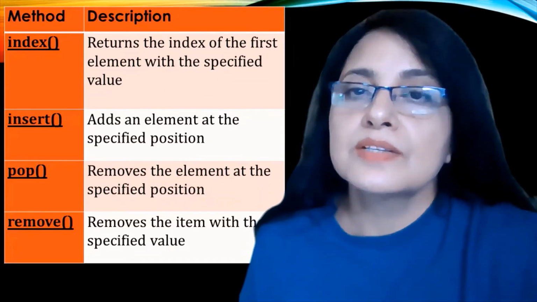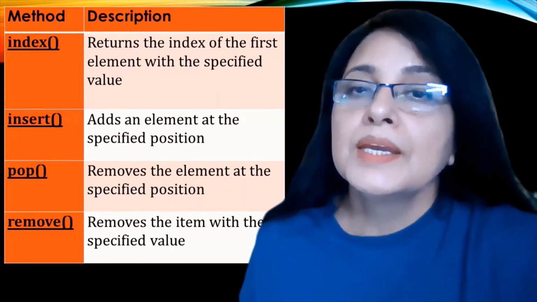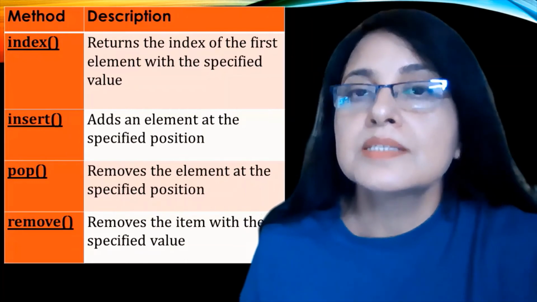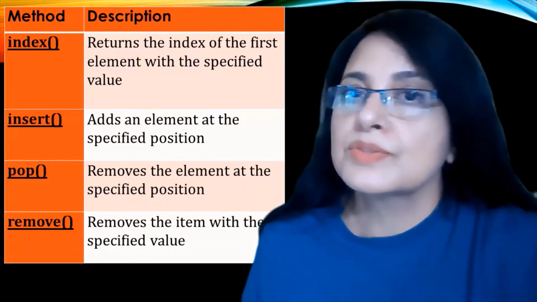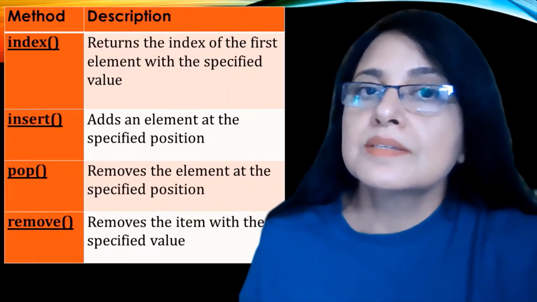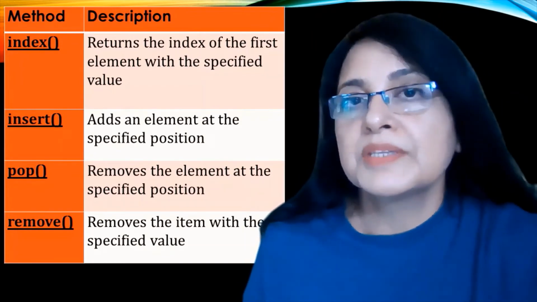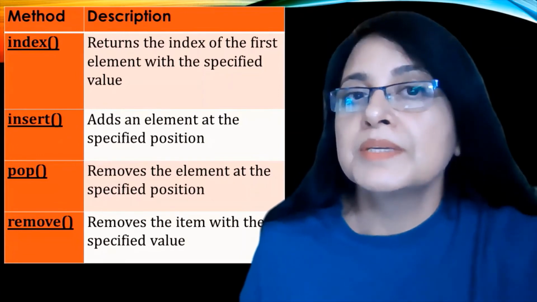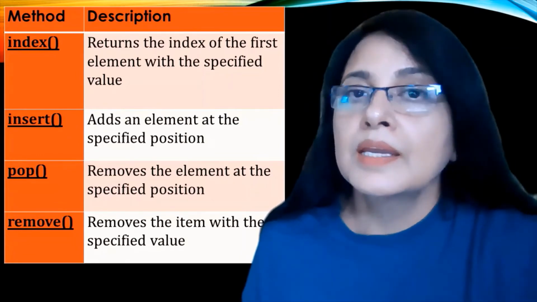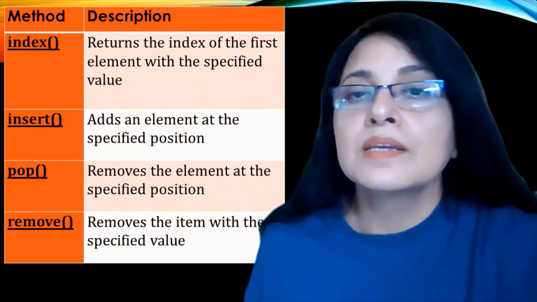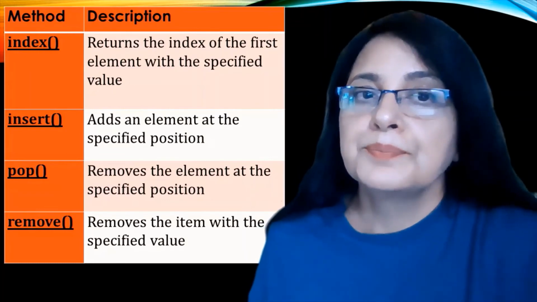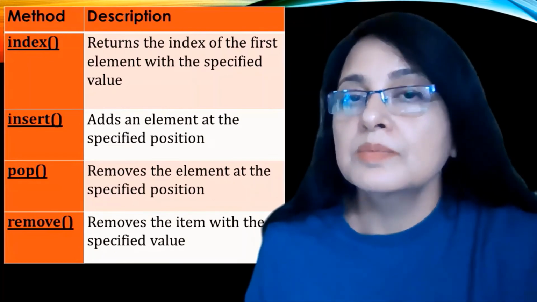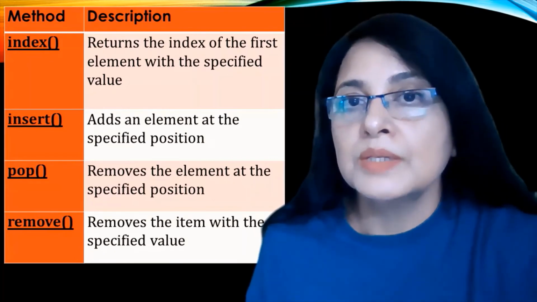Index returns the index of a specified value. In case that value occurs multiple times inside a list, it will return the first occurrence of that value. Insert adds an element at a specified position or index. Pop removes the element at the specified index. In case we don't give it an index, it will remove the last element. The remove method is used to remove the item which we give as a value to it.